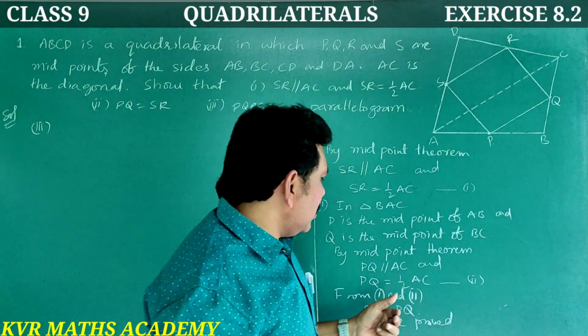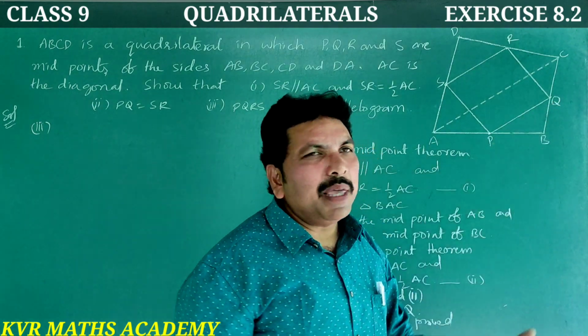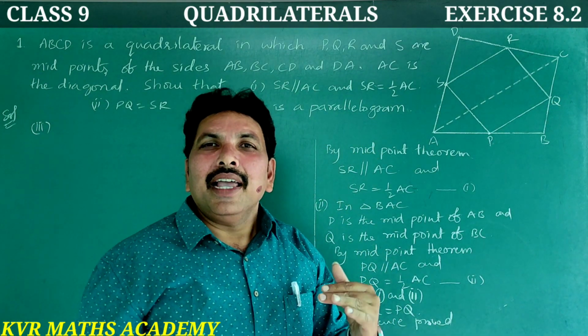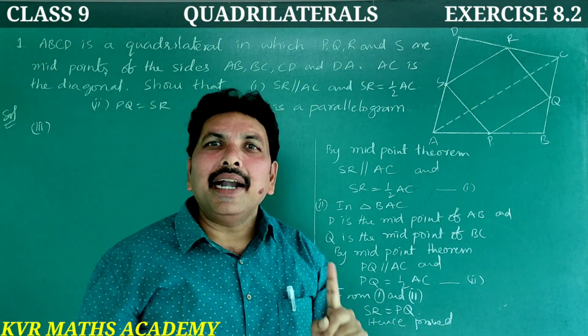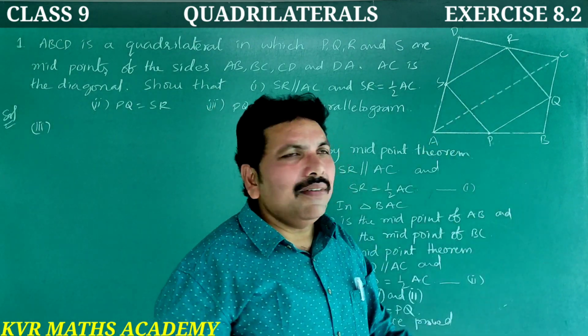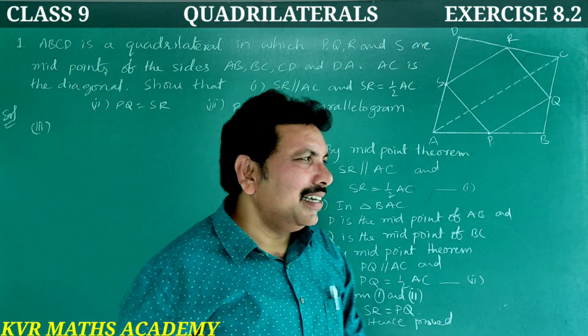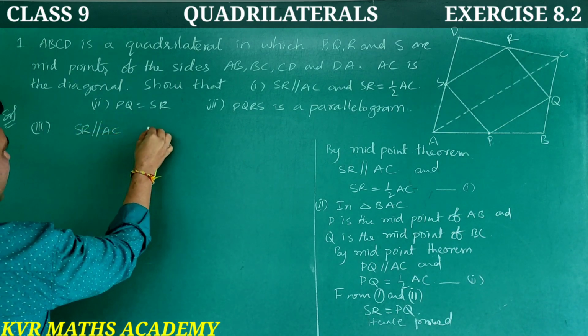అదేవిధంగా మనం ఇంకేం ప్రూవ్ చేసాం సెకండ్లో చూడండి, SR ఈజ్ ఈక్వల్ టు PQ అని ప్రూవ్ చేసాం. సో ఇన్ ఏ quadrilateral in which one pair of opposite sides are parallel and equal is called a parallelogram. So simply PQRS is a parallelogram, right? Yes, SR is parallel to AC.